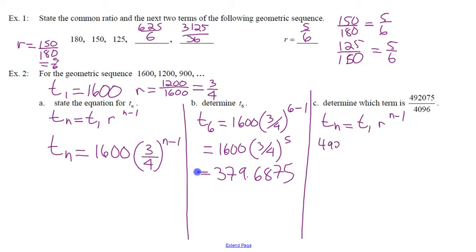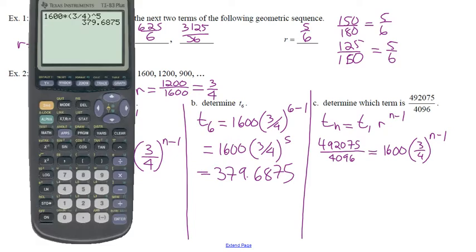So 492075 divided by 4096 is equal to 1600 times 3/4 to the n minus 1. So the unknown here is n. And then we have a little problem, which is we're solving for an unknown exponent, and we don't know how to do that. But we can use our calculator to do it for us. So we have 2 choices here. Choice number 1. Let me pull my calculator out.